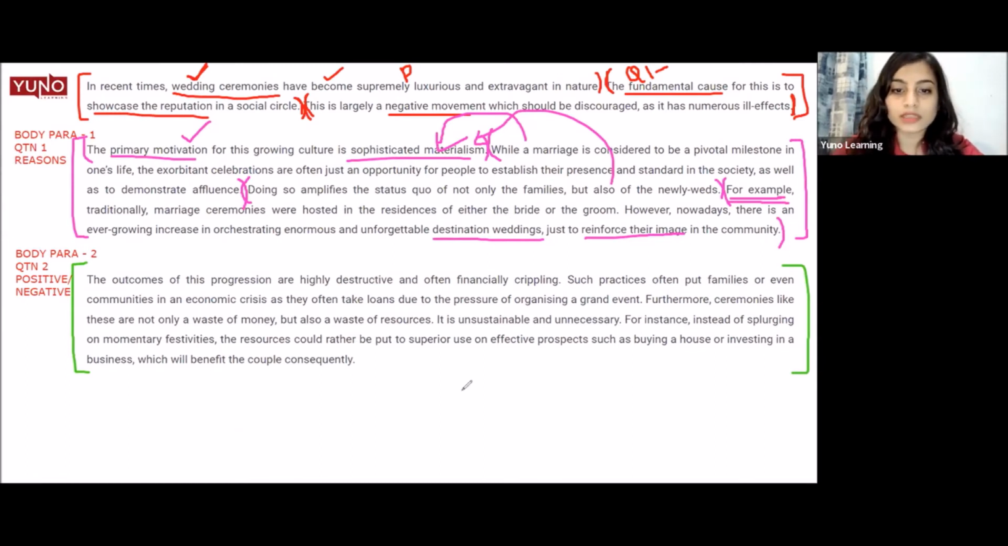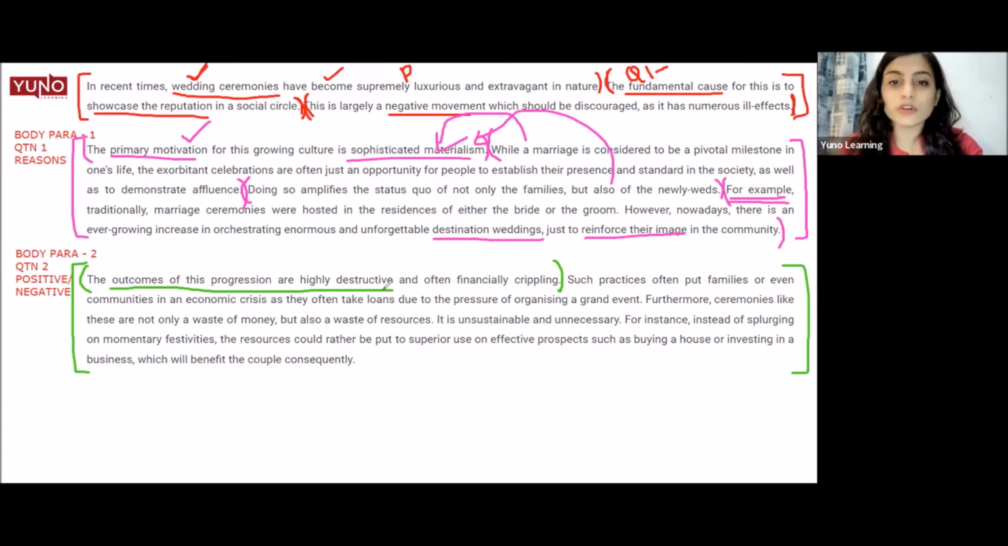And then let's now read this closely. So let's understand what is given here. First sentence, the topic sentence of the paragraph, the introduction to the paragraph itself. So the outcomes of this progression are highly destructive and often financially crippling. Fine. It's clear. Anybody who reads the first line will understand that I think that it's a negative movement, a negative trend, and they understand what the paragraph is going to be about. It's very clear from the first line itself.